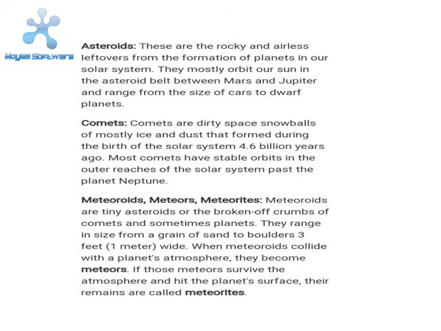Third point, meteoroids. Meteoroids are tiny asteroids or broken off crumbs of comets and sometimes planets. They range in size from a grain of sand to a boulder 3 feet wide. When meteoroids collide with a planet's atmosphere, they become meteors. If those meteors survive the atmosphere and hit the planet's surface, they remain and are called meteorites.